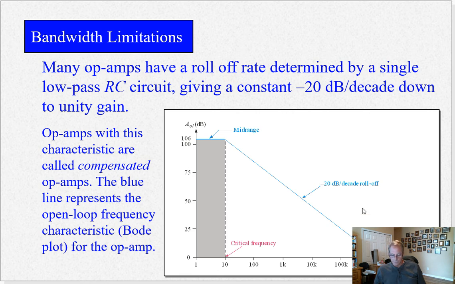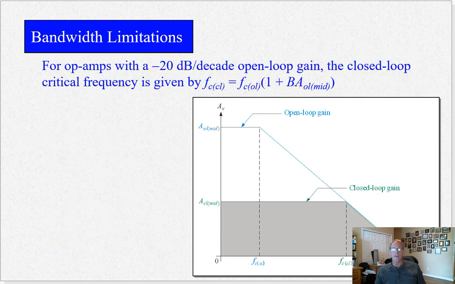Now the good news is that when we add feedback, we now have, instead of open loop gain, closed loop gain, okay? We have a manageable gain now. Instead of 200,000, it's 100. That drops down your closed loop gain, and it brings in your closed loop cutoff frequency as well, okay?